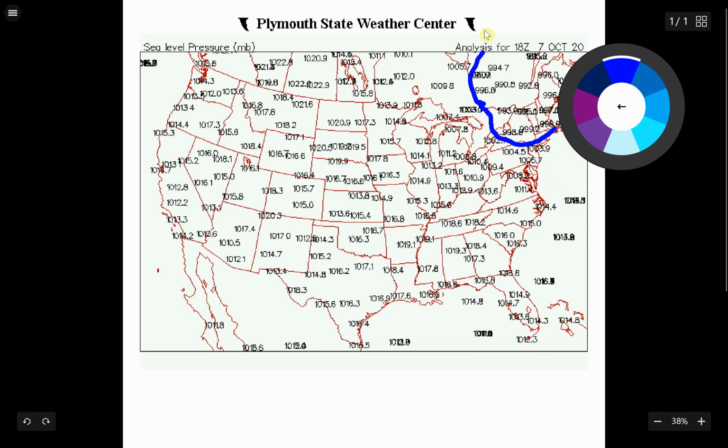Okay, so this would be 1,000 millibars, and we could label that, especially if you're working in pencil, it's much easier. If you're trying to use your computer mouse, a little bit more difficult. So I'm not going to label all of my isolines like you would be.